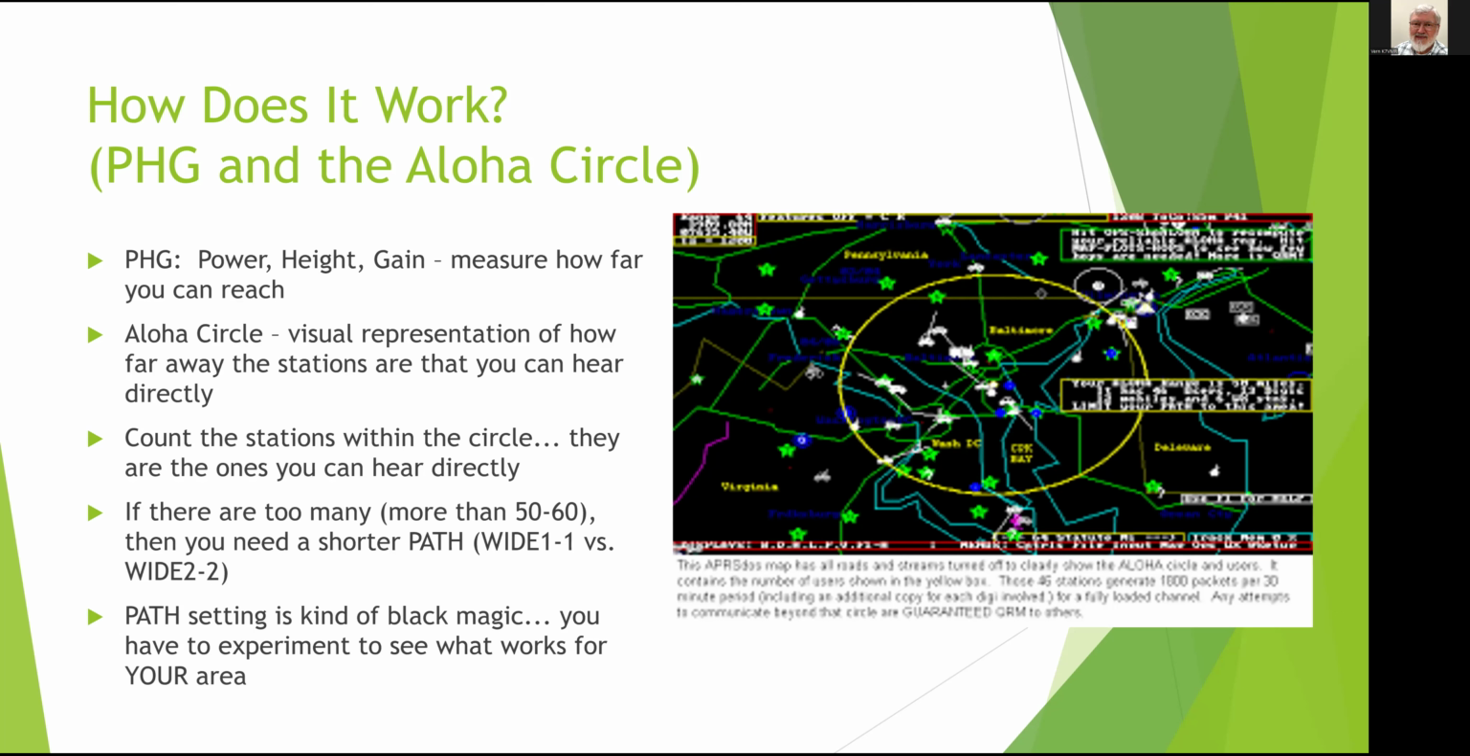But yeah, you see that big circle that's drawn on there. The idea is that's the Aloha circle. The stations within that circle are stations that I can reach directly without having to go through a digipeater. Okay. So if you're looking at this and you look at the stations in the circle and you count them, if there's more than 50 or 60, boom, your network is probably overloaded and you're not getting everything that's actually flying out around there. Okay. Use a shorter path, use less power. It's all kind of black magic at that point.